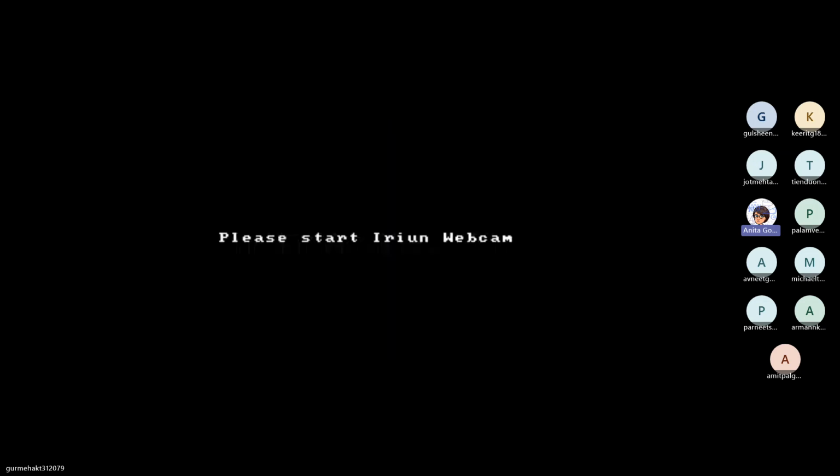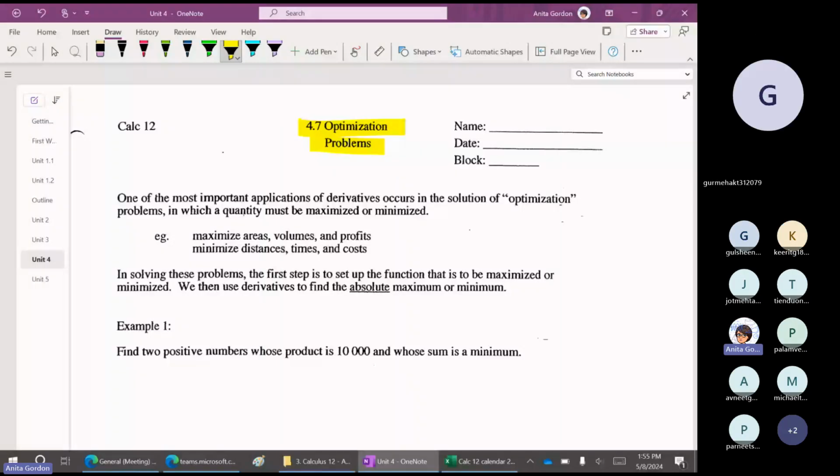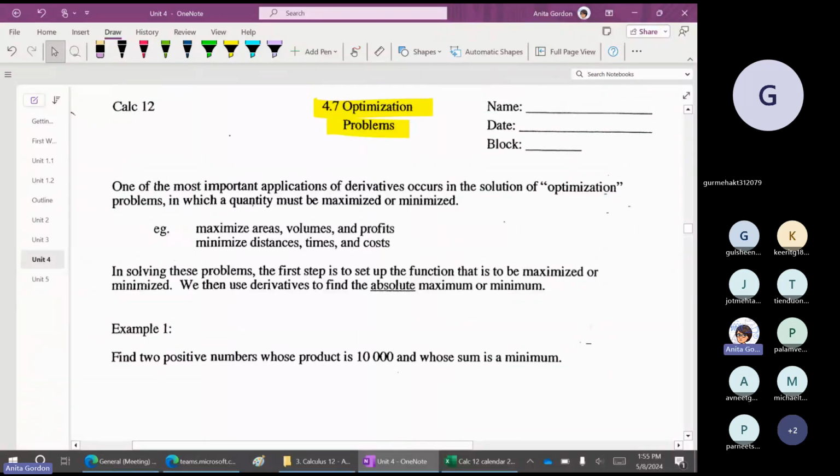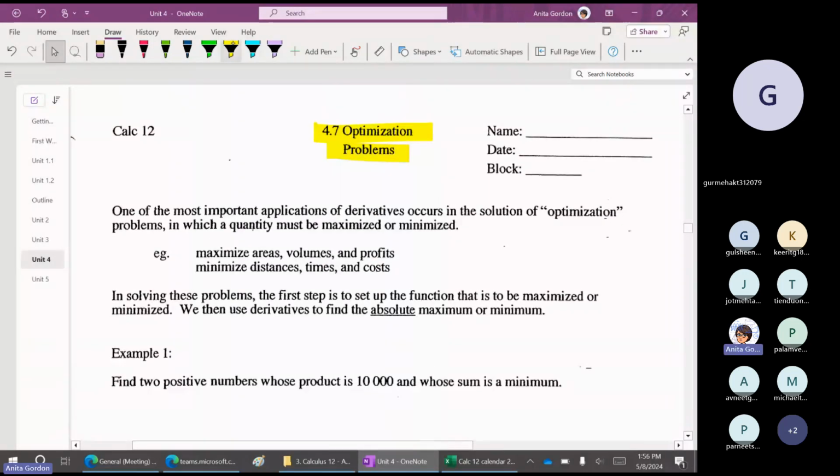We are doing applications. Here is where the word problems and the diagrams and a bit of physics and a bit of business comes into play. From here on out, it is all word problems. Good luck. One of the most important applications of derivatives is optimization. This is where we are maximizing things like areas, volumes, and profits, trying to minimize distance, costs, and time.